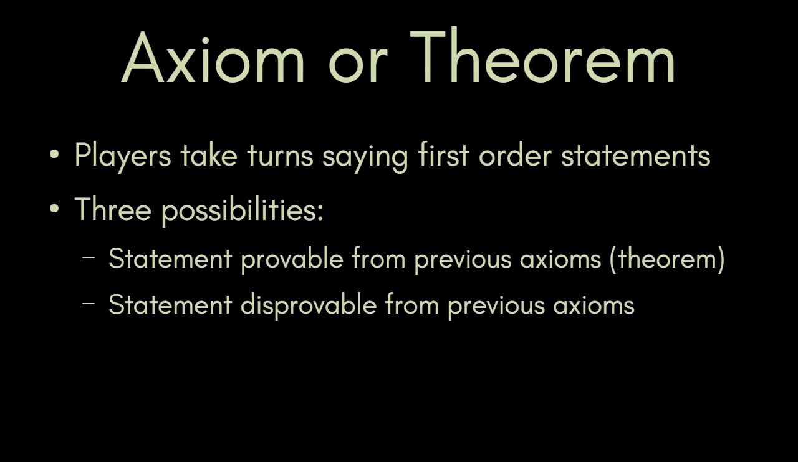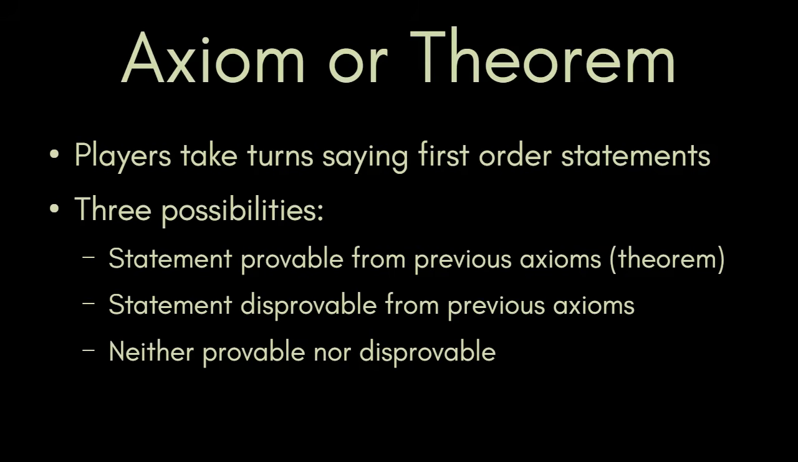Second, their statement could be disprovable from the previous statements. That is, no structure satisfying the previous statements satisfies the statement just played. If I remember correctly, the convention was to just laugh at the player and let them go again. Or third, the player's statement could be neither provable nor disprovable. That is, some structures satisfying the previous statements satisfy the statement just played, and some don't. In this case, the player has played a new axiom, and the game continues with this new axiom system.